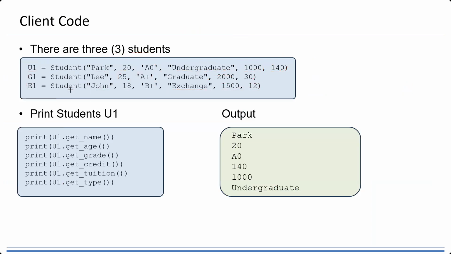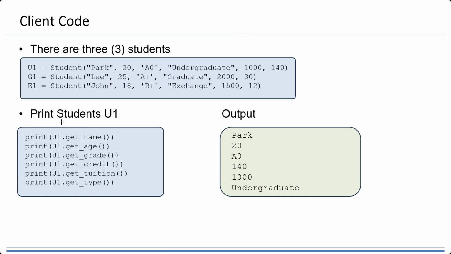So if I want to know the details about U1, then you can print the student U1. You can get the name, you can get the age, you can get the grade, you can get the credit, you can get the tuition. Oh, the type. Do I declare the type? Maybe this is no. Okay, let's see the code in the Google Colab. Maybe I put the type.